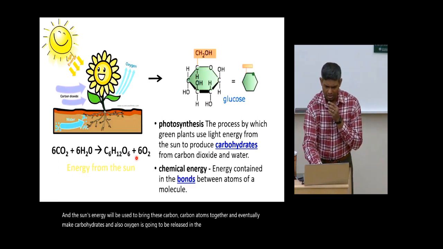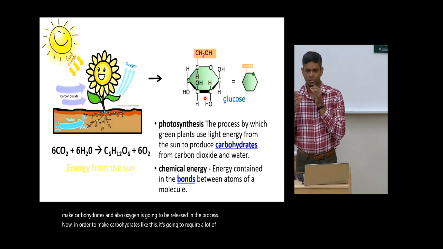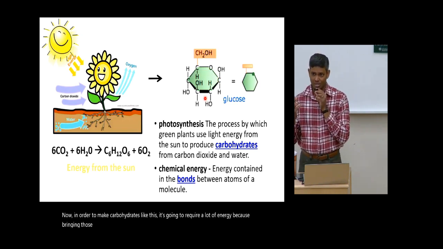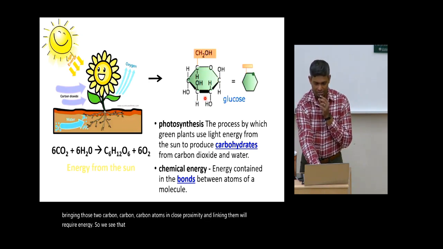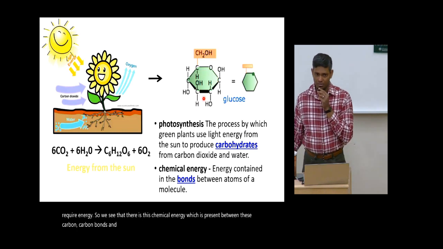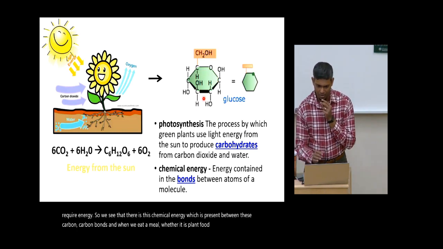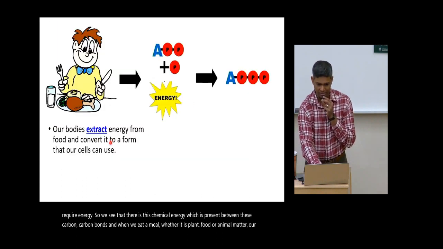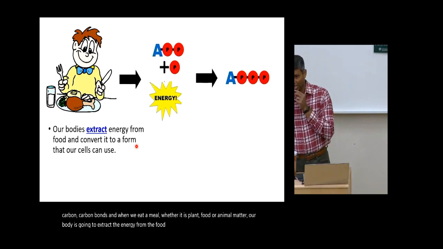Now in order to make carbohydrates like this, it's going to require a lot of energy, because bringing those two carbon-carbon atoms in close proximity and linking them will require energy, right? So we see that there is this chemical energy which is present between these carbon-carbon bonds. And when we eat a meal, whether it is plant food or animal matter, our body is going to extract the energy from the food and convert it into a form which we can use.